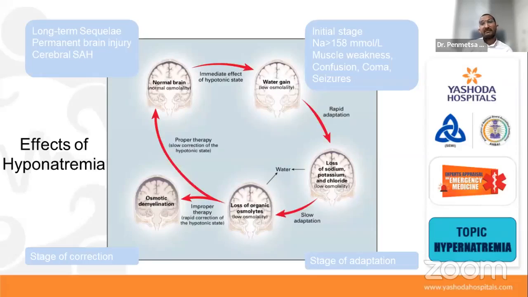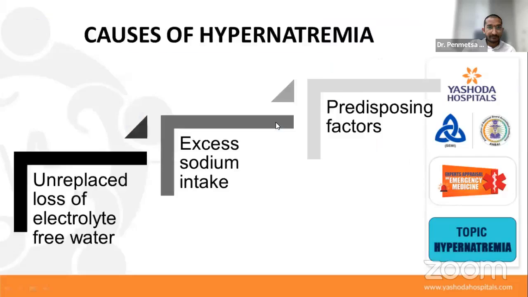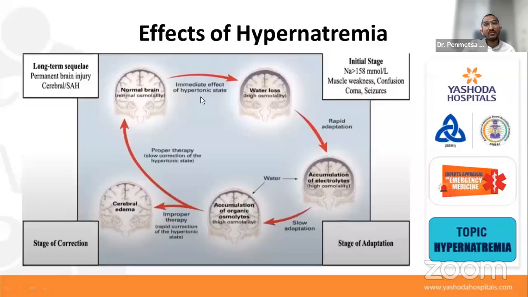And very commonly in the ICUs, we see patients who have had AKI secondary to acute tubular necrosis. During the polyuric phase, the kidney does not have the capacity to retain so much water. So your free water loss is much more than the electrolytes, and these are the group of patients who develop hypernatremia.